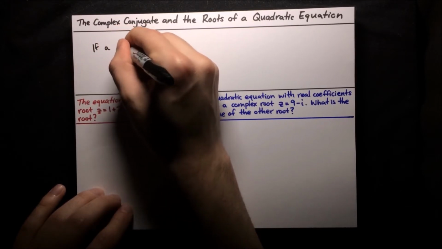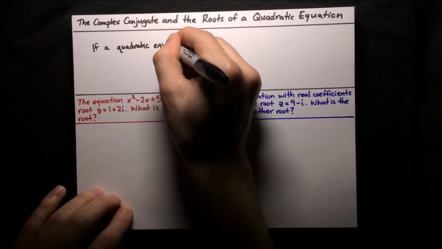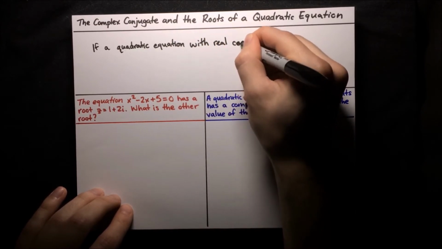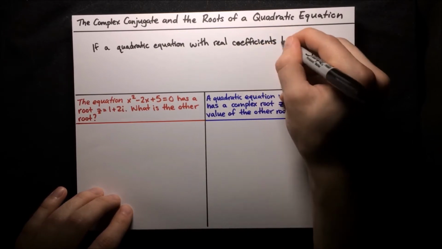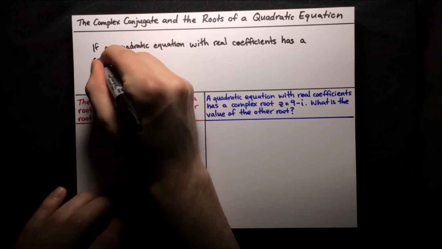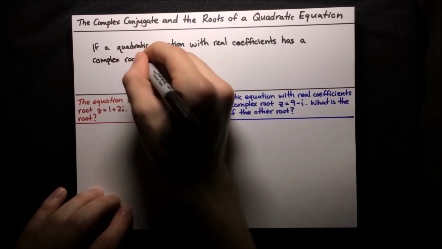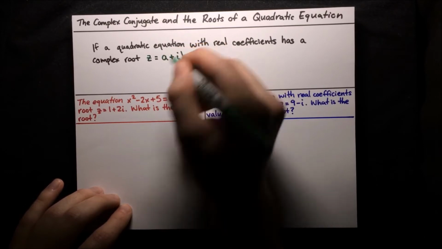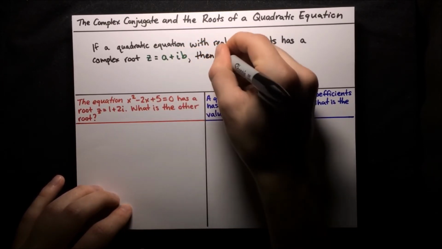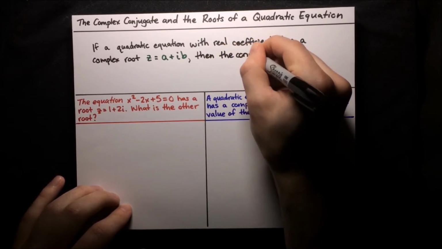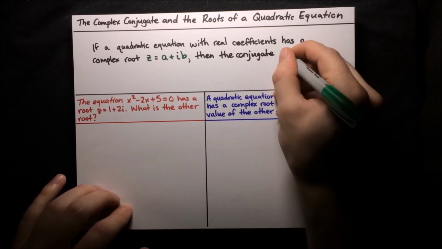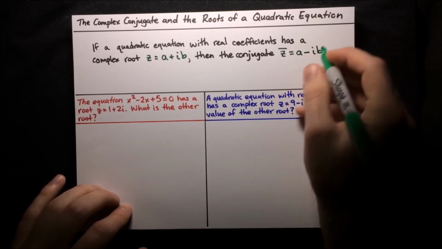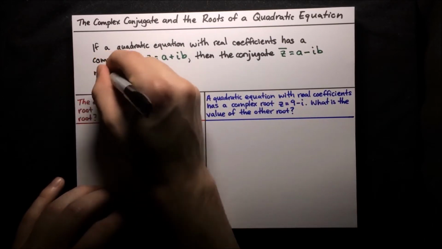If a quadratic equation with real coefficients has a complex root, say z, which is given in the form a plus ib, then the conjugate, which is denoted as z bar and is equal to the same real part but minus the original imaginary part, the opposite sign imaginary part, that conjugate must also be a root.